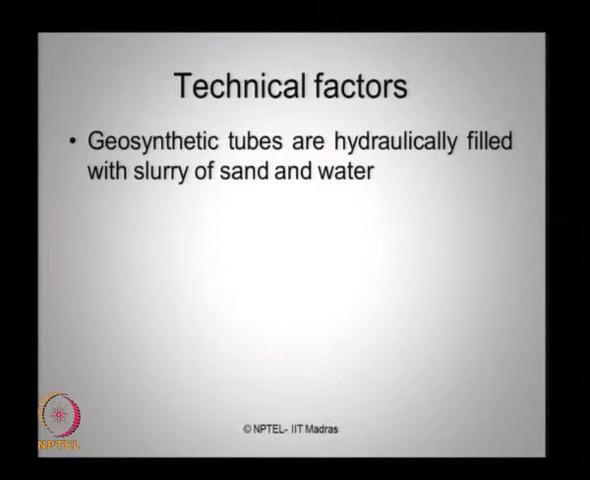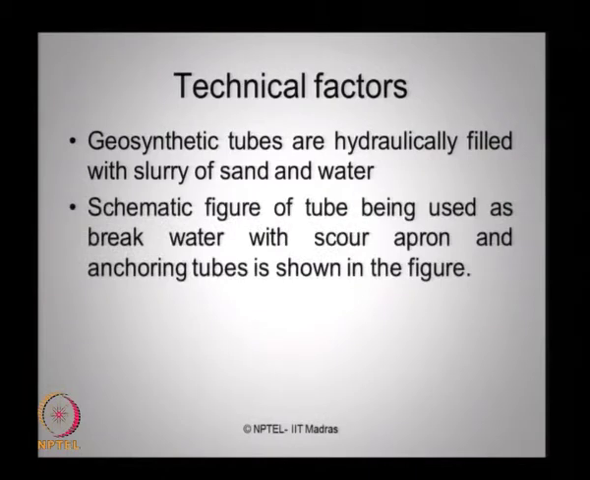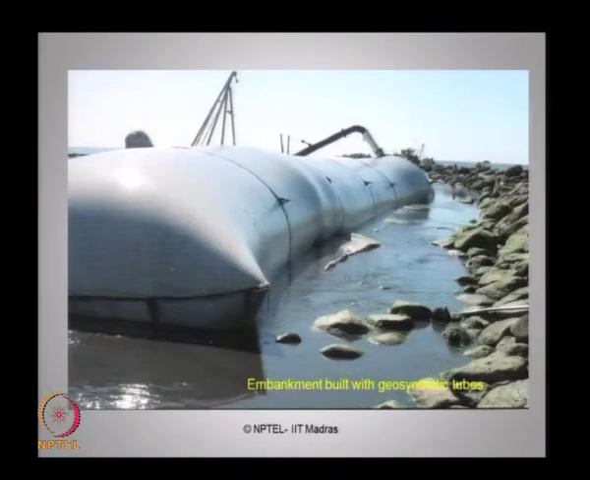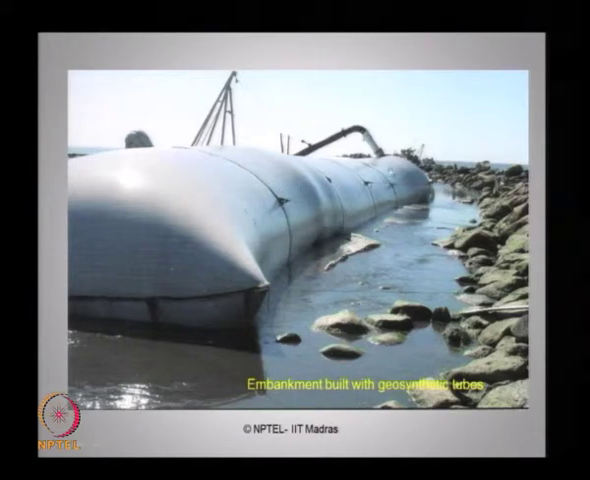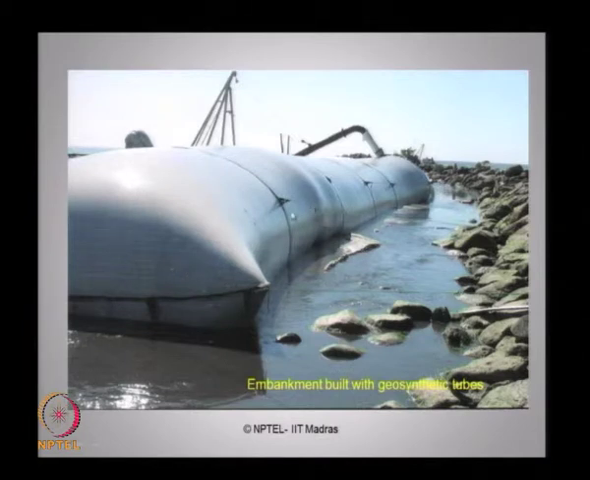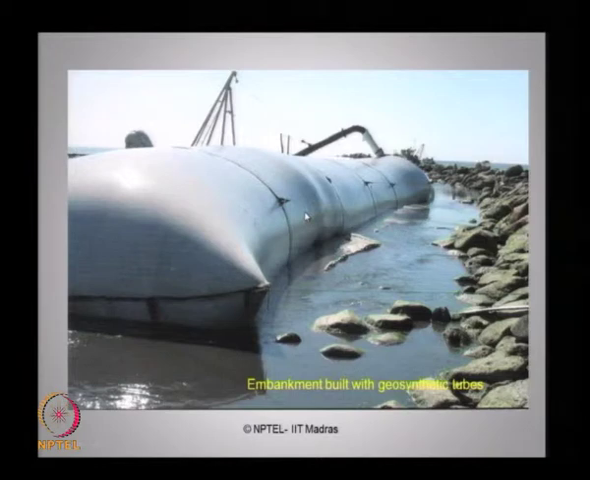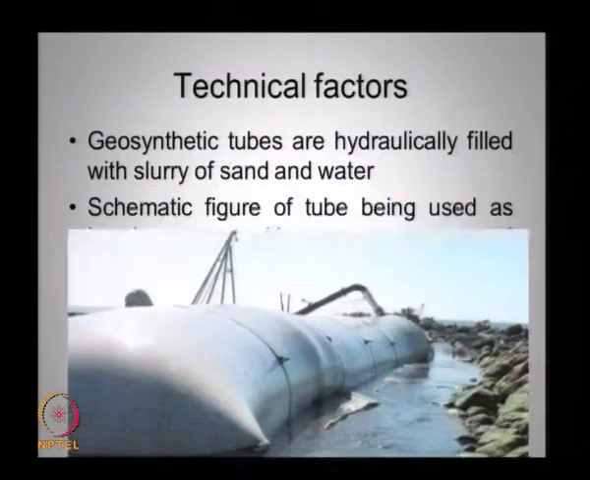Geosynthetic tubes are hydraulically filled with slurry of sand and water. The schematic figure of the tube being used as a breakwater with scour apron and anchoring tubes will be shown to you in the following figure. You can see here, this is a geosynthetic tube which is filled with slurry and sand, which is acting as a temporary breakwater along the groynes. The embankment which is built with the geosynthetic tube is what you see in the photograph.